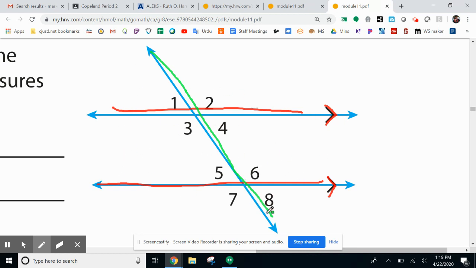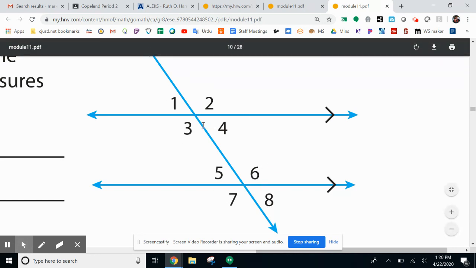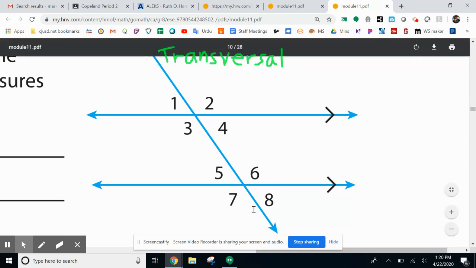And this transversal, if it cuts through them like this, makes all these different angles. It makes four angles up here, and it makes four angles down here. So now we have 1, 2, 3, 4, 5, 6, 7, 8 angles made when this transversal cuts through these parallel lines.